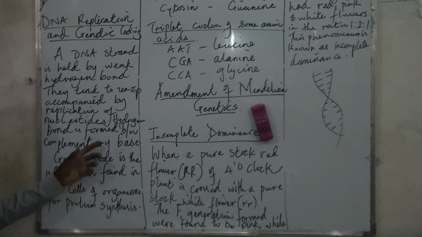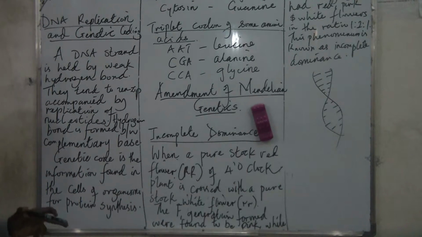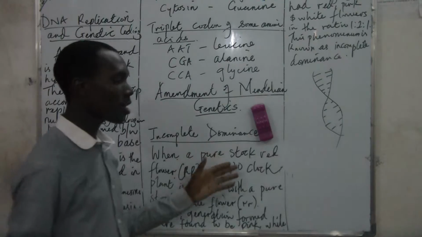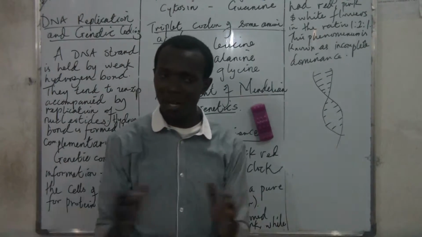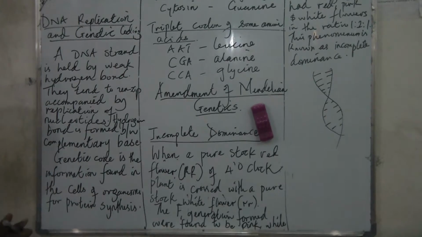And we say that the hydrogen bond is formed again between these complementary strands. There are strands that are called complementary strands, meaning when you find one strand, the other strand is bound to combine with it. And that's why we call them complementary strands. They go hand in hand.